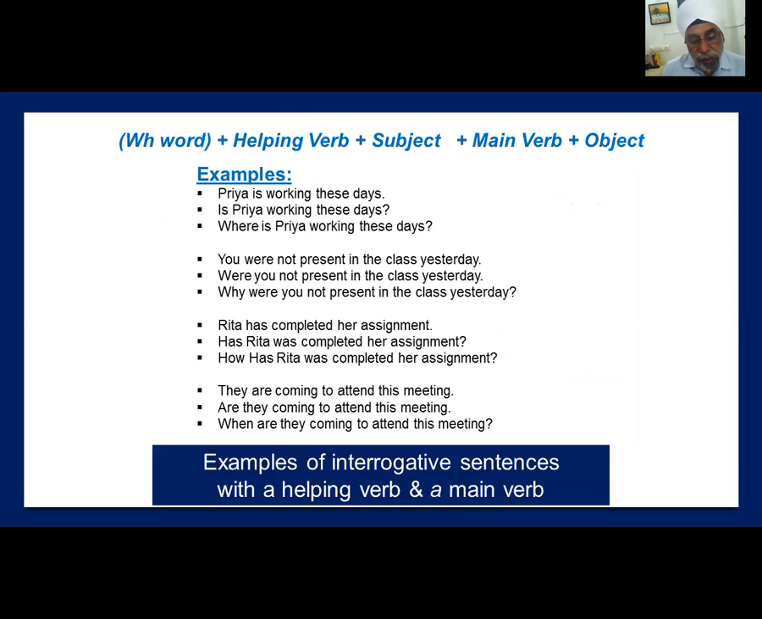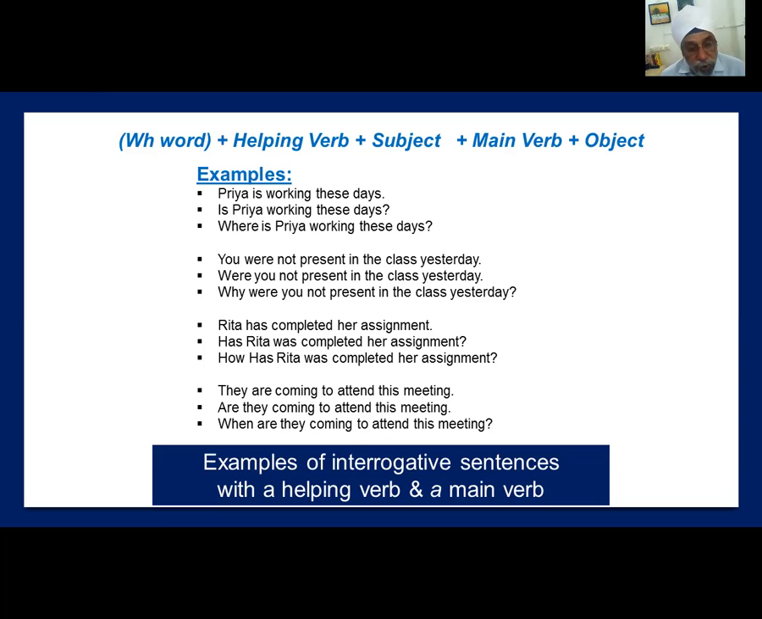So here are the example interrogative sentences. Positive sentence: Priya is working these days. Interrogative sentence: simply move the helping verb out. So interrogative sentence: Is Priya working these days?